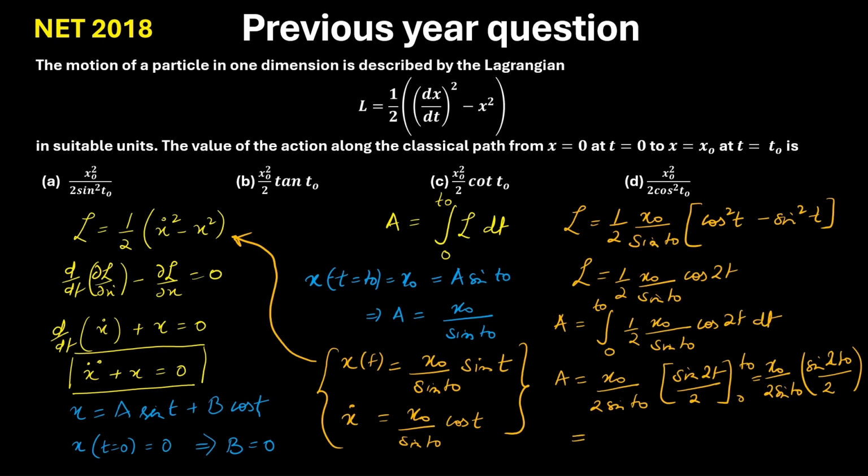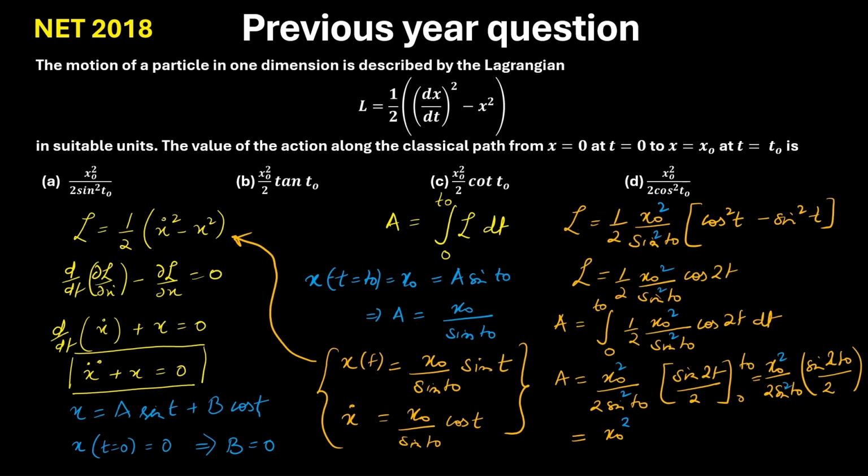So finally I will get, okay, by the way, this one should be square. This one also square. Square here, square here, and here also you have square. Then following the step, the sine 2t0 will be 2 sine t0 cos t0. So you'll get x0 square.